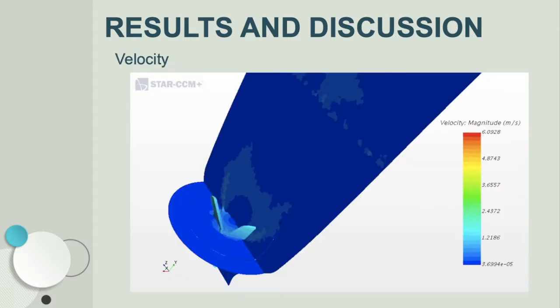Velocity. A low speed is maintained along the length of the vessel, while the speed increases in the blades and around them, especially at their ends.